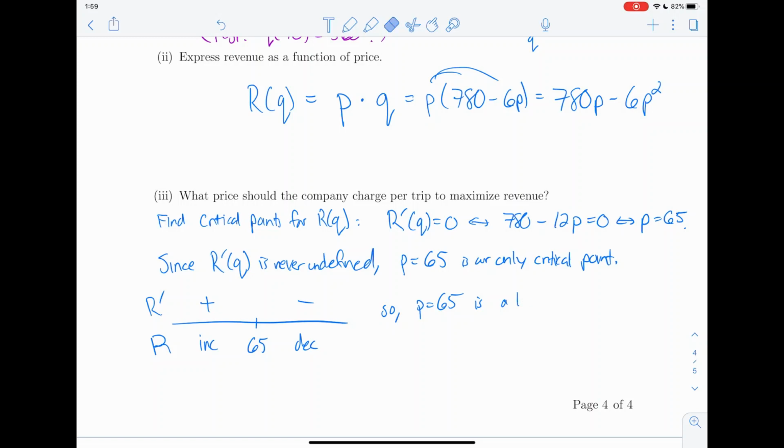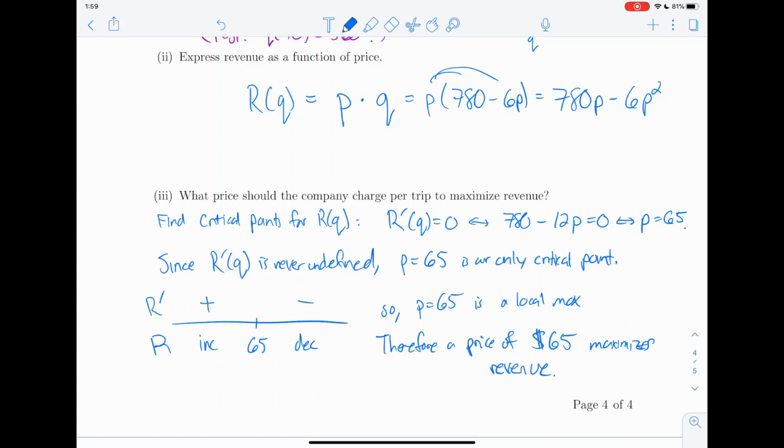However, there's no endpoints on price in this problem, so therefore a price, sorry, we shouldn't use the word cost, let's say a price of $65 maximizes revenue.